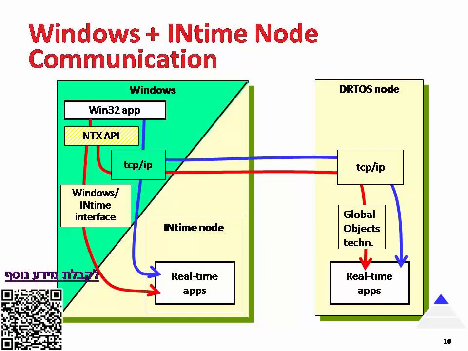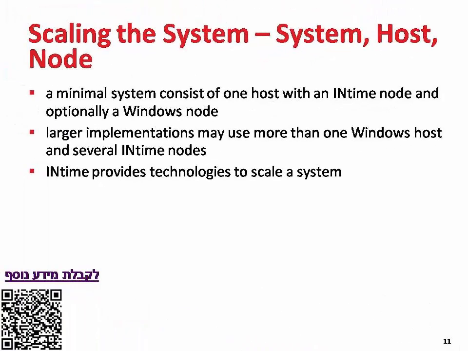This global objects technology makes it very easy to scale a set of Windows and InTime applications from a small configuration with a single PC to a large setup with many InTime nodes. In the case where the Windows node needs direct access to shared memory, the Windows and InTime nodes need to share the same host. The mapping of nodes to hosts in an InTime system can be done dynamically, normally defined during startup.